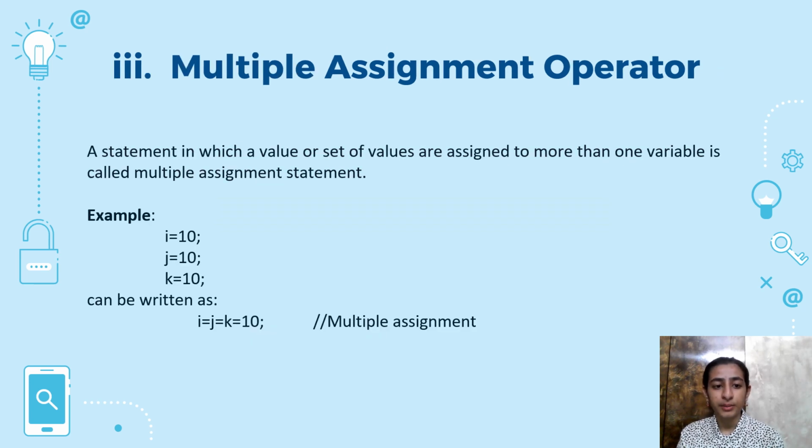Multiple assignment operator. A statement in which a value or set of values are assigned to more than one variable is called multiple assignment operator. Example, i = 10, j = 10, k = 10, which can be written as i = j = k = 10. This is called multiple assignment.